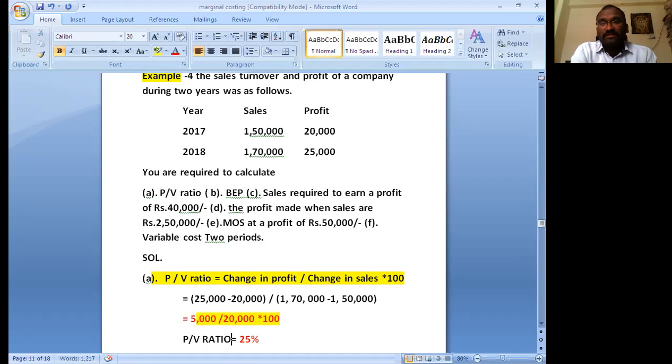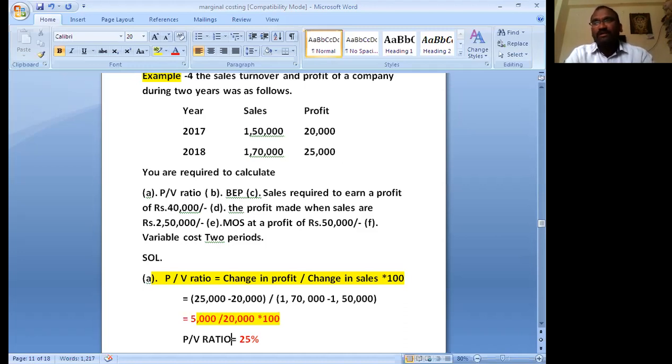In the second bit you calculate the break-even point. In the break-even point formula, fixed cost divided by PV ratio. This is the rupees formula. Here the fixed cost is not given, so first you calculate the fixed cost. How to calculate the fixed cost? Based on the PV ratio.